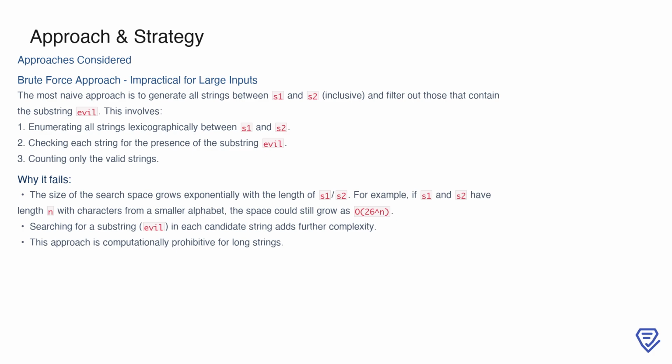The reason is that the total number of strings grows exponentially with the length of S1 and S2. For instance, if the strings have a length of n, even with a relatively small alphabet, the number of possibilities could approach 26 to the power of n. Additionally, searching for the substring evil in each candidate string adds even more computational overhead. This makes the brute force method impractical for solving the problem efficiently, particularly when the input constraints are large.